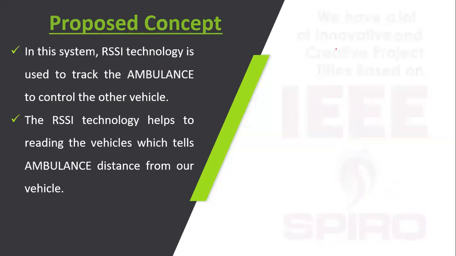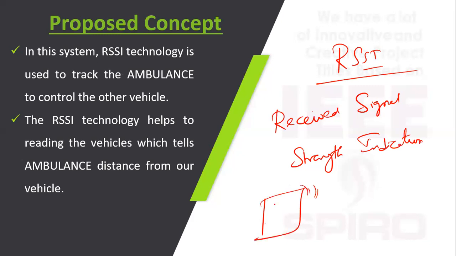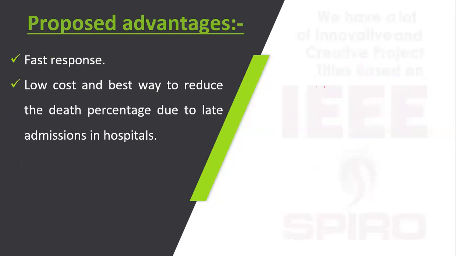So in the proposed system, we are implementing an RSSI system. RSSI means received signal strength indication. Using this technique, we are using a Wi-Fi based system, which should have the hotspot enabled. In the receiver section, the signal strength is measured, and based on the signal strength, the second device will respond. So the proposed method gives a faster response, and it is low cost for implementation.